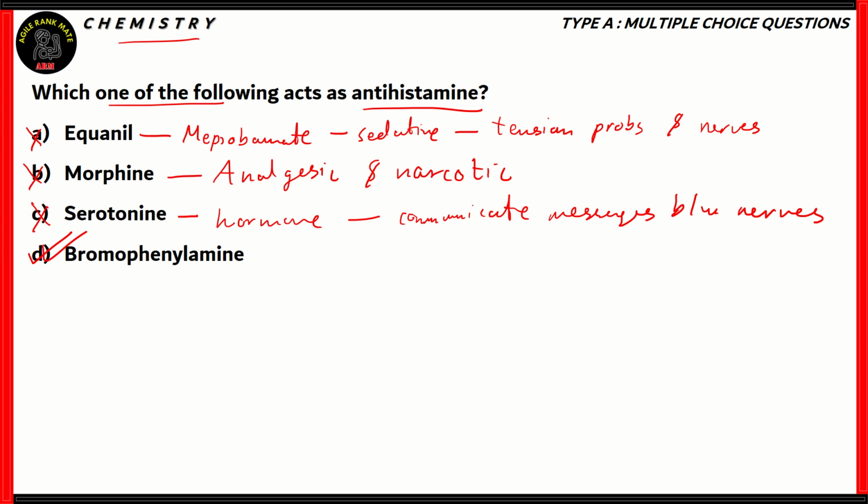The right answer is option D, bromophenylamine. And since it's an antihistamine, it's used for conditions such as wheezing and a runny nose.